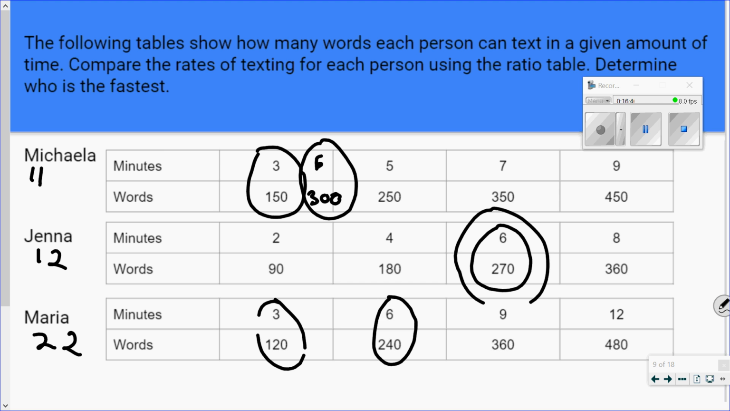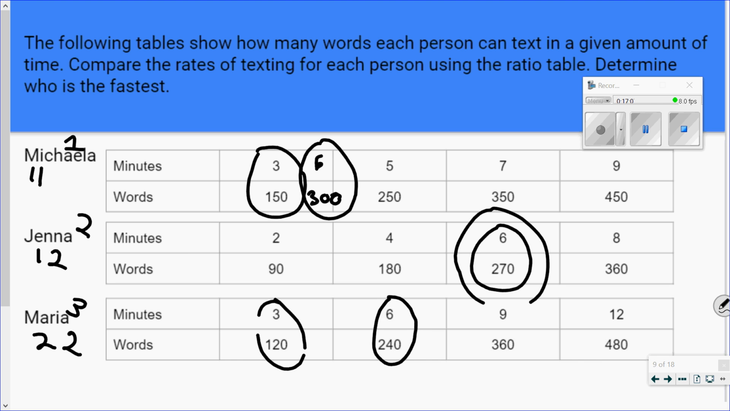So just looking at that, who's the fastest? If you looked at what we have here, Armstrong. Okay, so Michaela would be first. Who would be second? Jenna. Jenna would be second, and then Maria would be third.